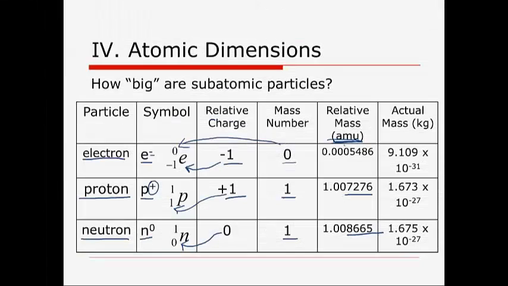Their actual masses in terms of units that you know of, kilograms. Electrons, pretty small, about four orders of magnitude smaller than protons: 9.109 times 10 to the negative 31st. Protons, 1.673 times 10 to the negative 27th. Neutrons, slightly larger again.